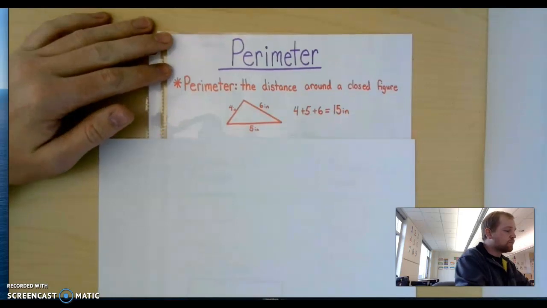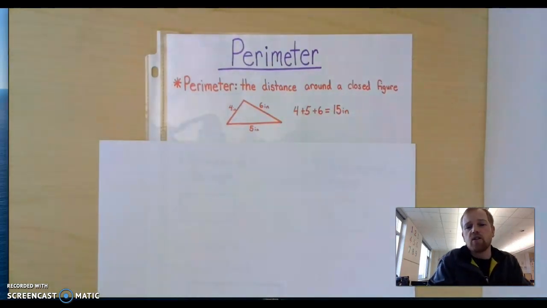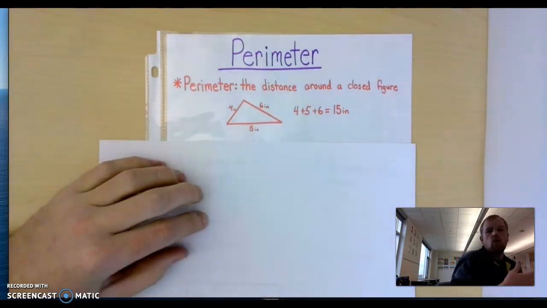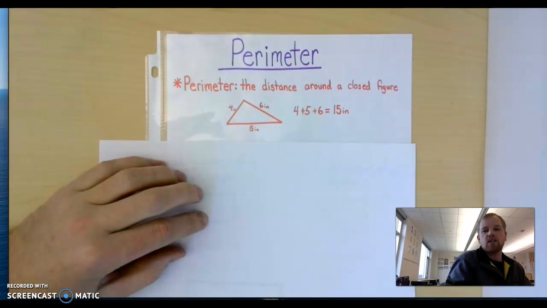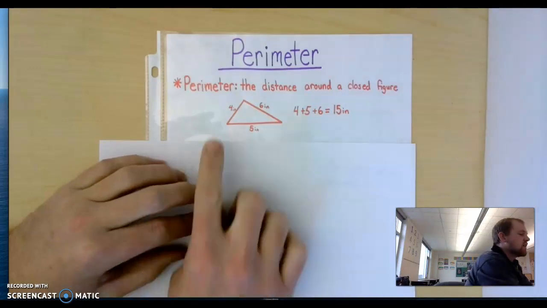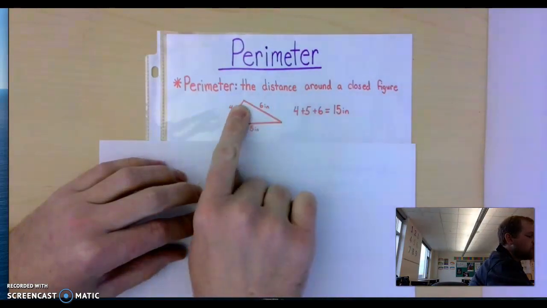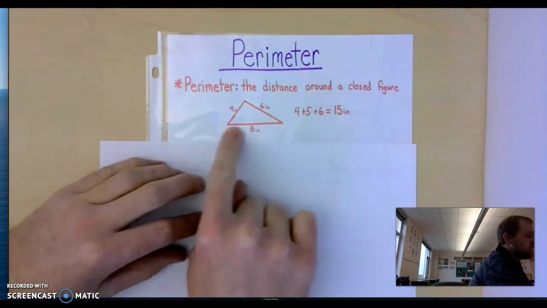All right, so we're going to take a look here. We have a triangle. The first way we can solve these problems is by just taking a look at the distance around the shape. So we always will have a unit because we want to know how far it is around. Are you talking about feet, miles, inches, yards? So in this case, we're in inches. And we can see that one side here is 4 inches, one side is 6 inches, and one side is 5 inches.